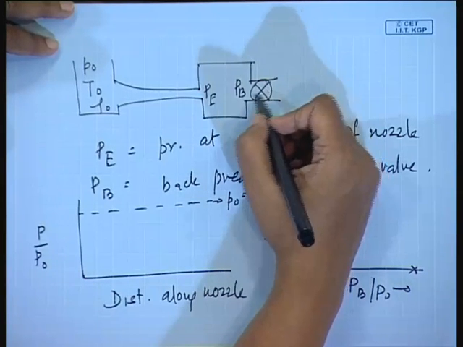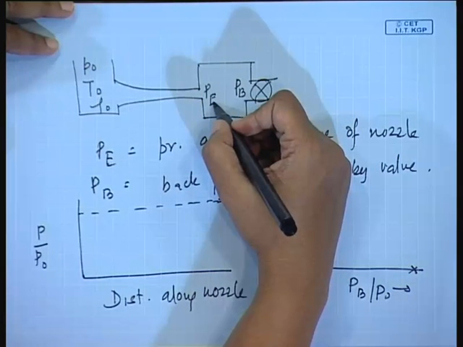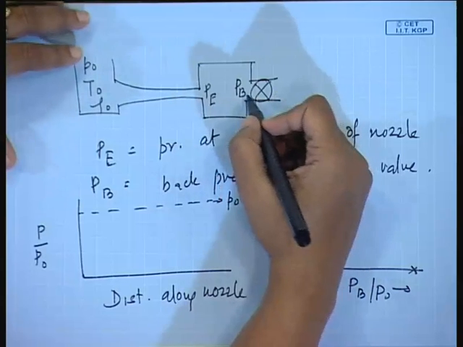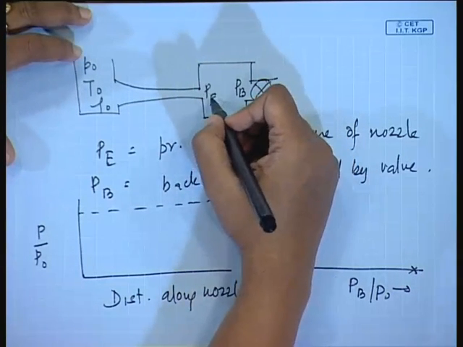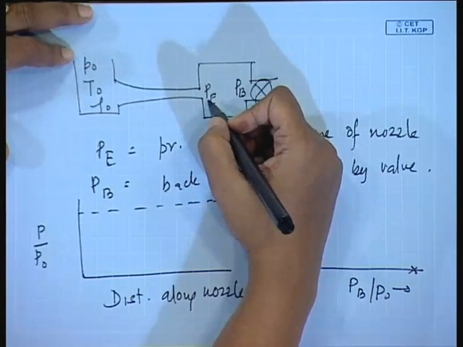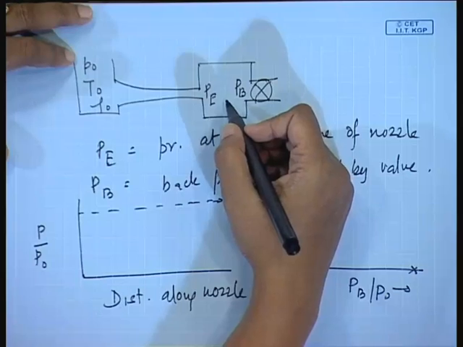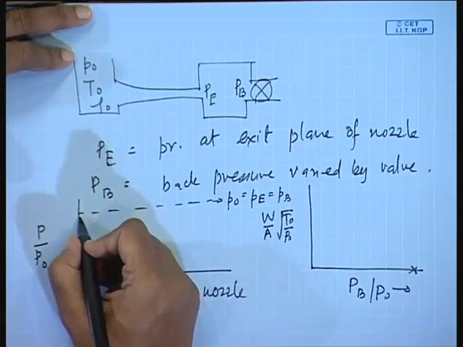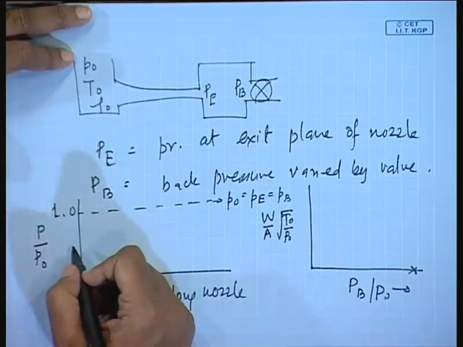As we open this valve, PB reduces, isn't it? PB and PE are equal. So, therefore, when PB reduces, PE also reduces, and gradually PE becomes less than P0, right. PE becomes less than P0, and when this happens, due to this pressure, some flow starts occurring. So, gradually if we keep on opening, this is for 1.0 and P equals to P0.